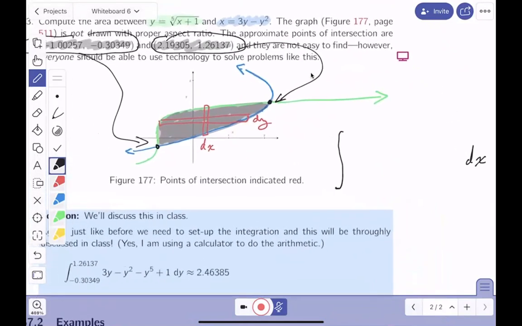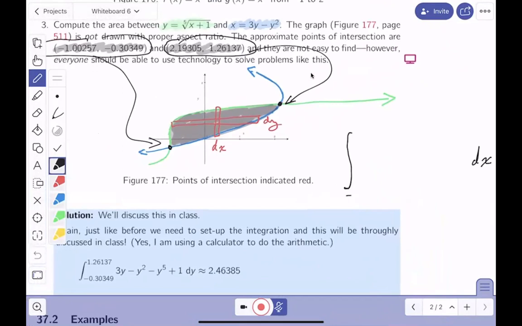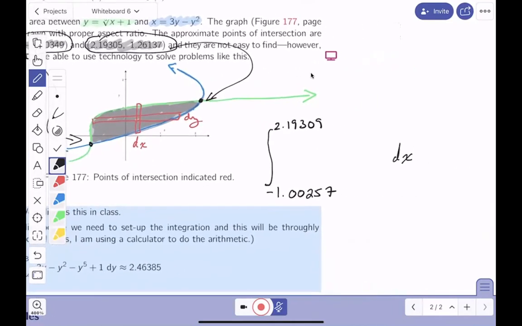All right. Now, where do the x's go from? Minus 1.00257. No, I would not expect you to compute with that. We're just writing things down. That's all we're doing. Where does the x stop? 2.19305.